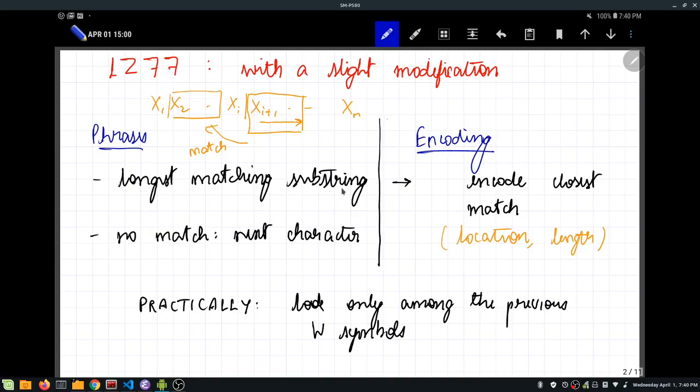Now suppose that xi plus 1 is a symbol which has never been seen before in x1 through xi, then the next phrase is simply the next character. So if this is the longest such match, then this will be the next phrase.